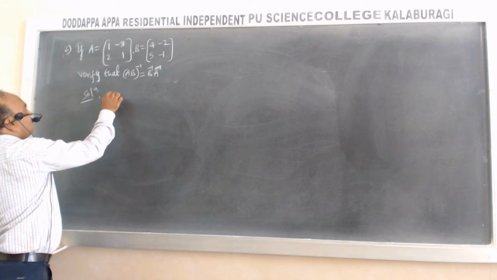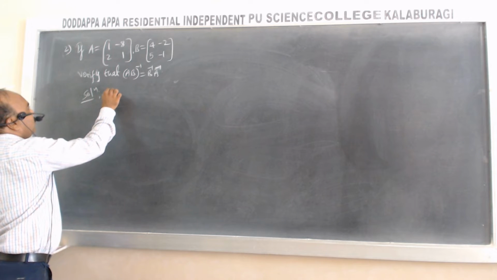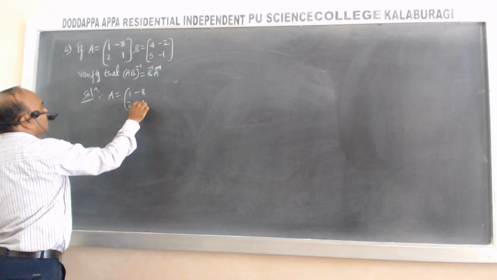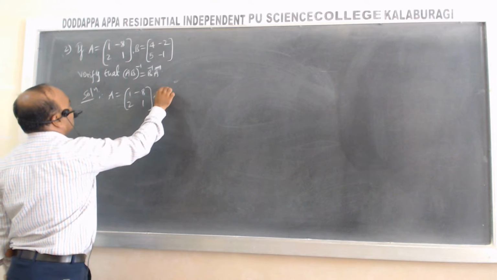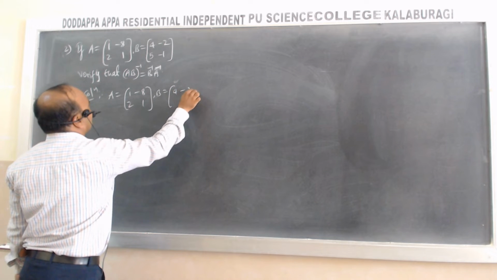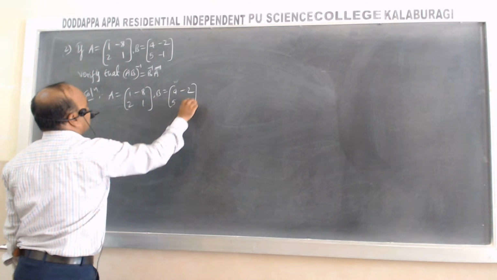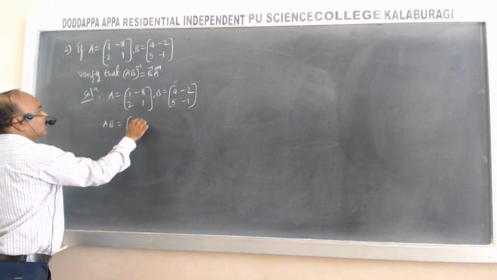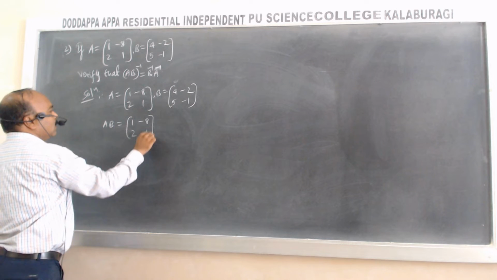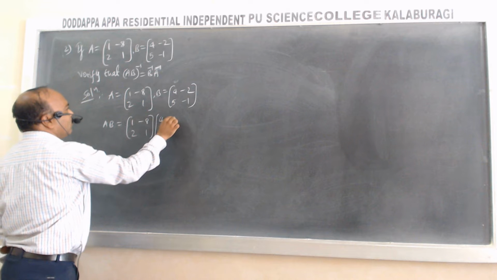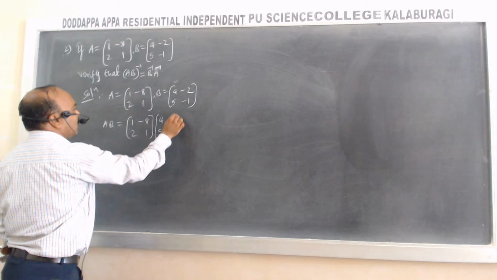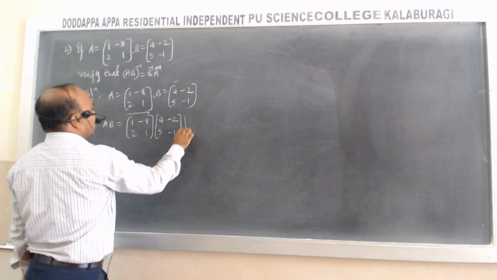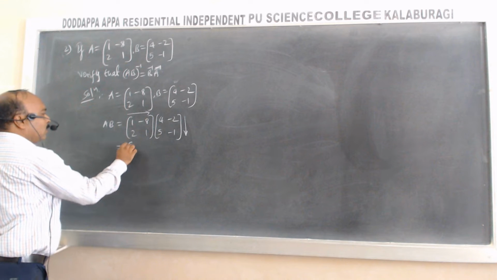Solution. First we calculate AB. A is given as [1 -8; 2 1]. B is given as [4 -2; 5 -1]. Then AB is given by [1 -8; 2 1] into [4 -2; 5 -1]. Then we start multiplication of these two matrices, row with column.